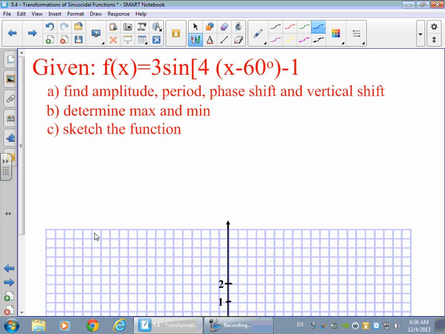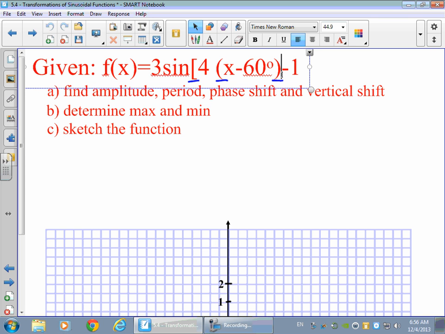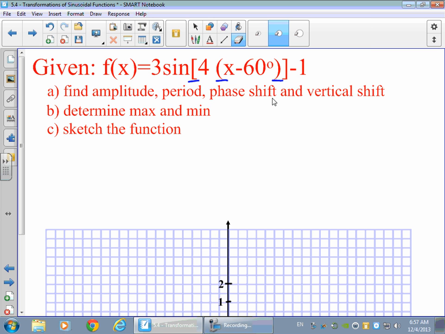Be careful to note that there are, oh look at that, I messed it up. There are two sets of brackets here, with the square bracket closing here. If by chance you don't have that inside open, it has to be set up that way. So find amplitude, period, phase shift, and vertical shift.